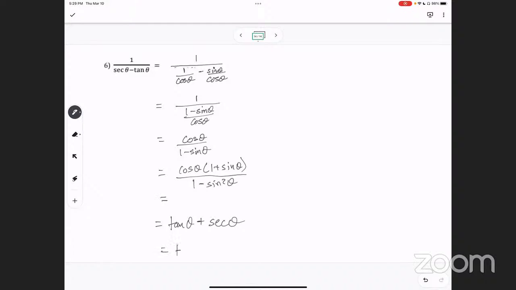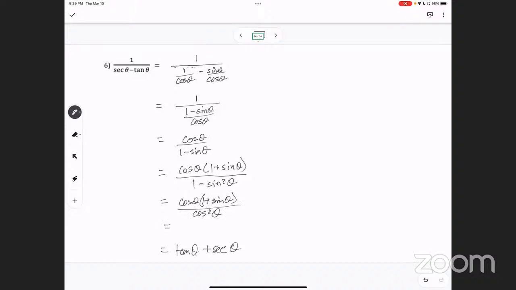What does 1 minus sine squared equal? Oh wait, that equals cosine squared. So I have cosine theta times 1 plus sine theta, over cosine squared theta.